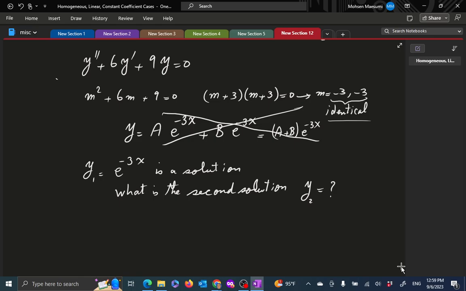In the previous section, we had the method of reduction of order, which was a method to get your second solution if you have your first solution. So we have that method from algebra and calculus to help us get the second solution.